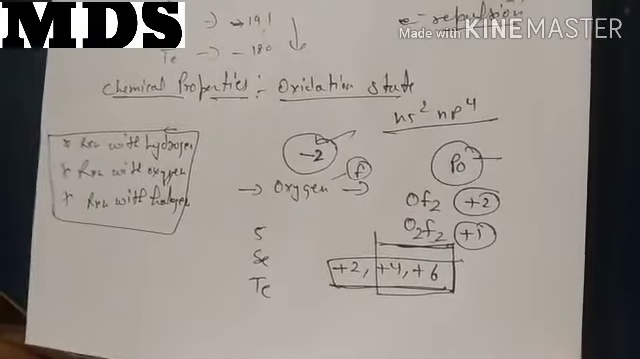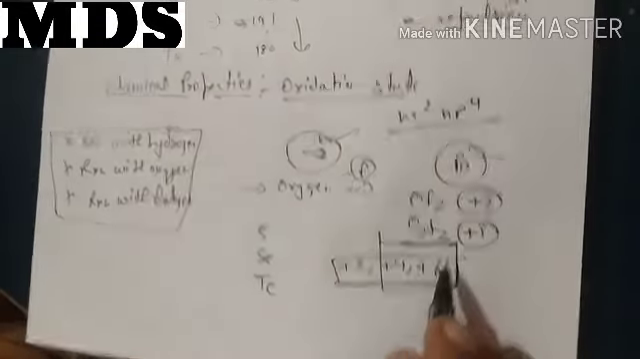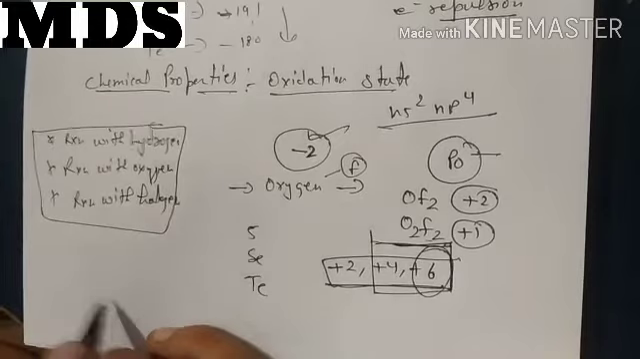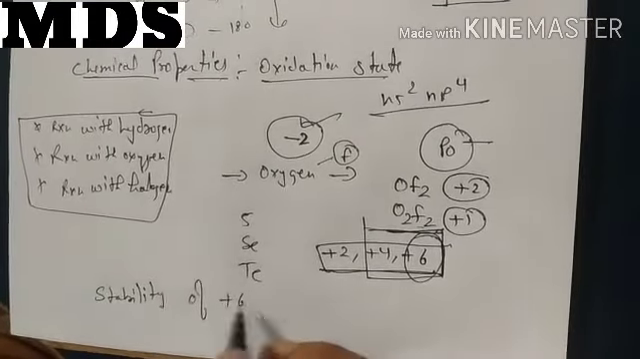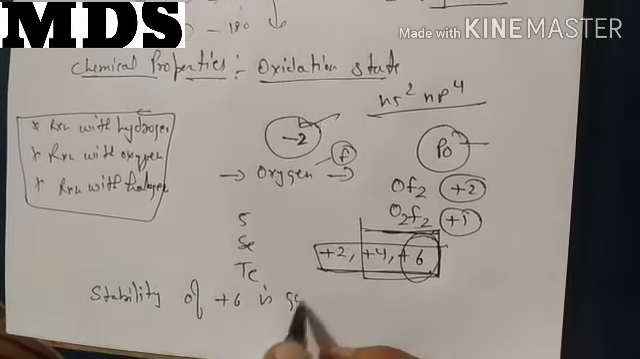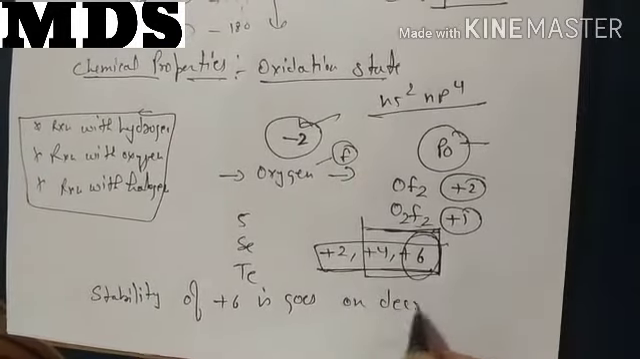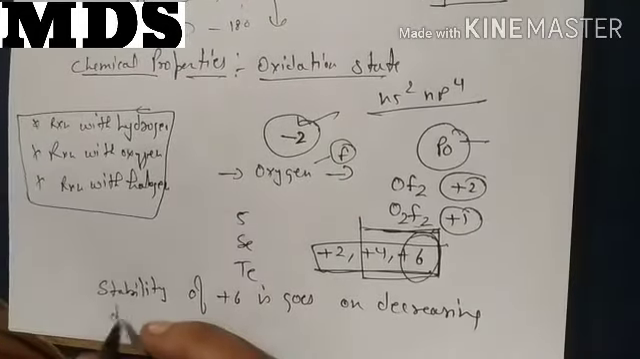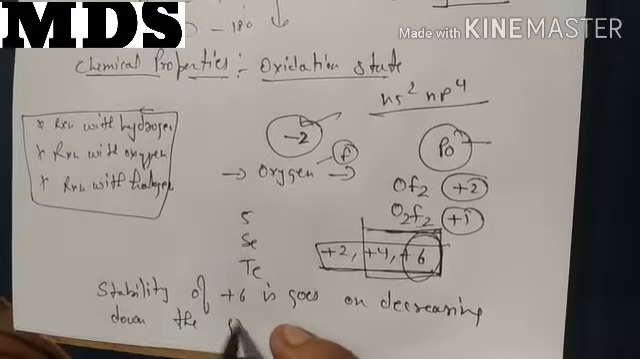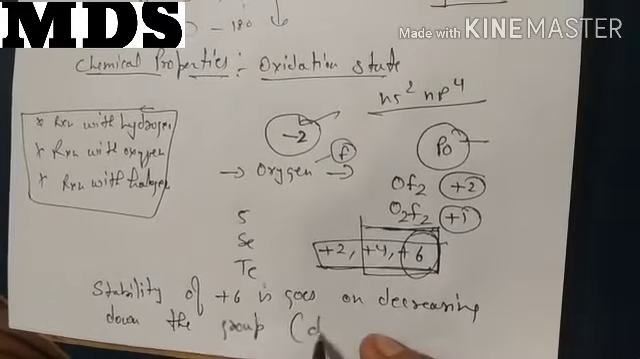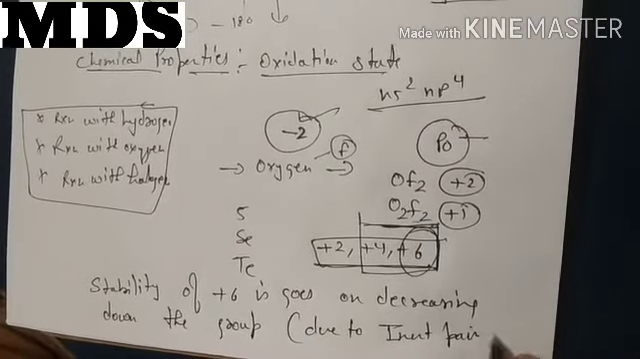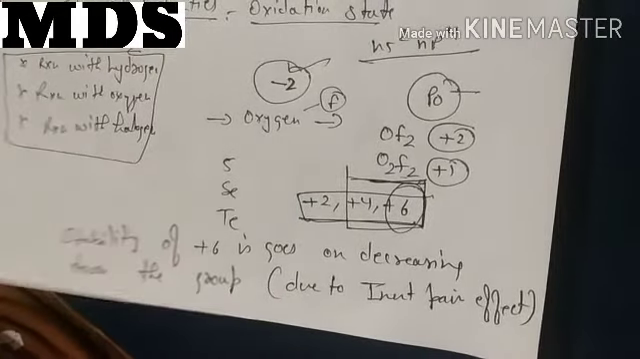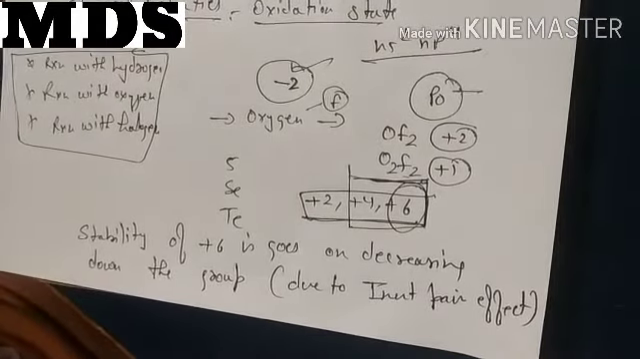Okay. Now, you know that if you talk about the +6 oxidation state, the stability of +6, that is to say higher oxidation state, goes on decreasing down the group. Why? Due to inert pair effect. That's why +6, the higher oxidation state stability, goes on decreasing particularly.